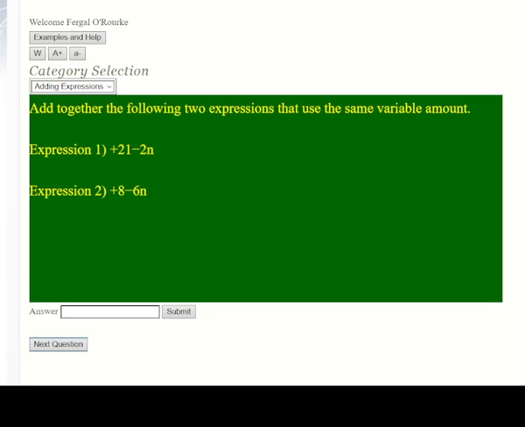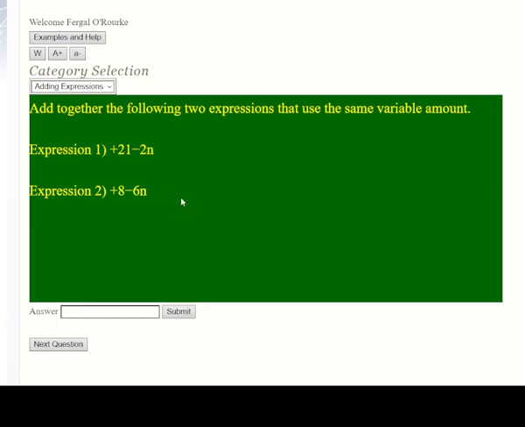So hello and welcome to today's exercise, and today we're asked to add together the following two expressions that use the same variable amount. Okay, so we have two expressions, expression 1 which says plus 21 minus 2n, and expression 2 which says plus 8 minus 6n.